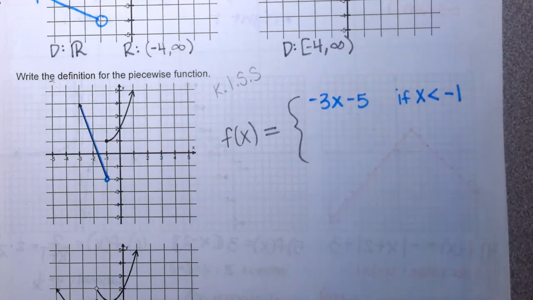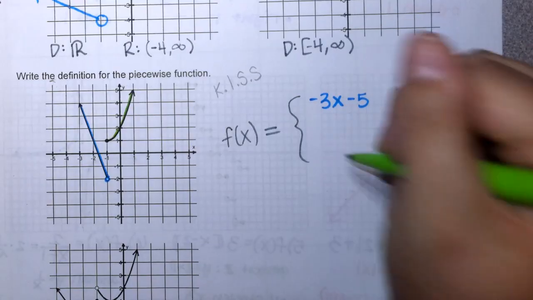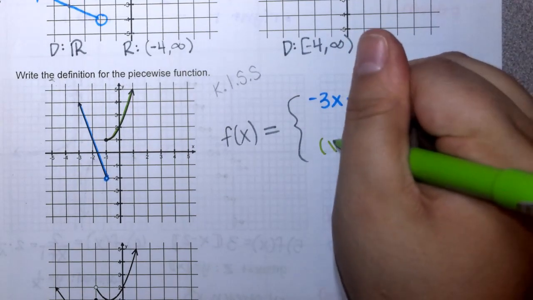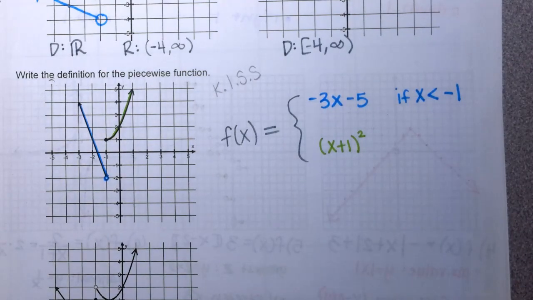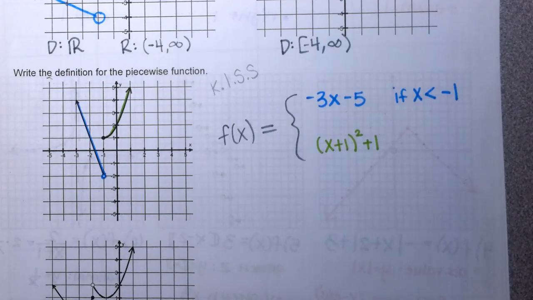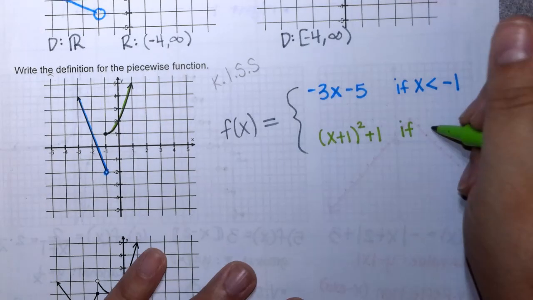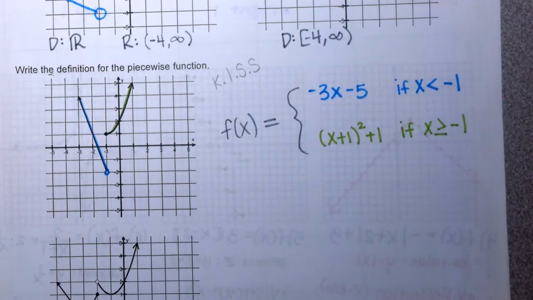We good? What about the parabola? What did this parabola do? Left 1, so it's going to be x plus 1. Don't forget the squared for the parabola. A lot of y'all do the parentheses and forget the squared. What else did it do besides go left 1? So plus 1. Does that equation make sense? If, what is my restriction here? Greater than or equal to, because it has a closed circle. And that's our answer.